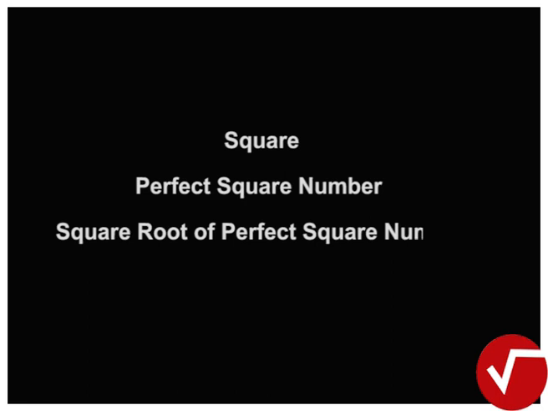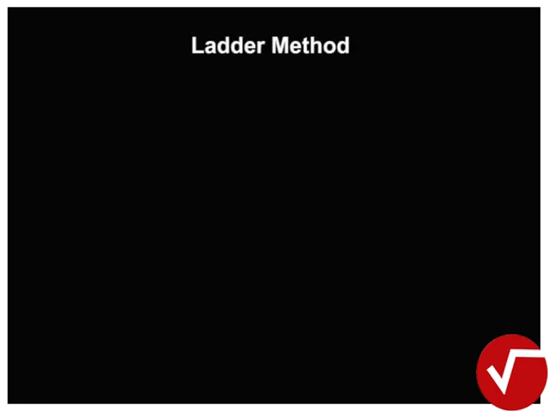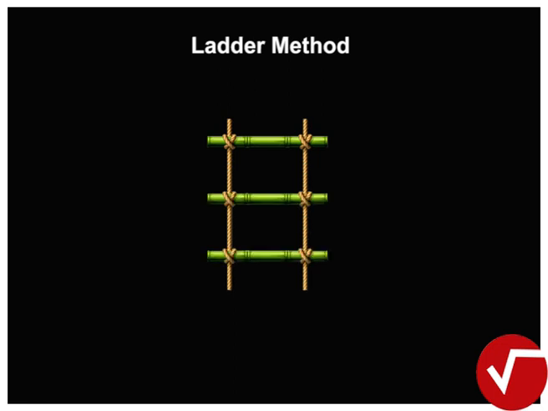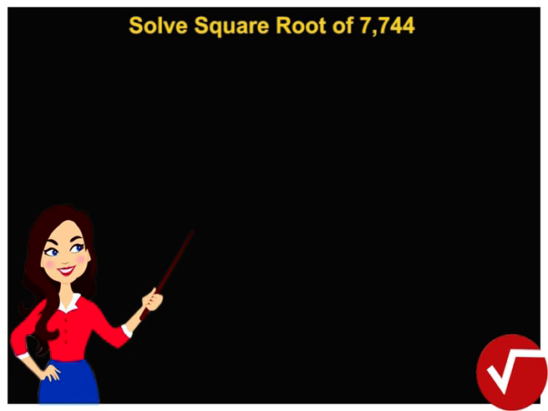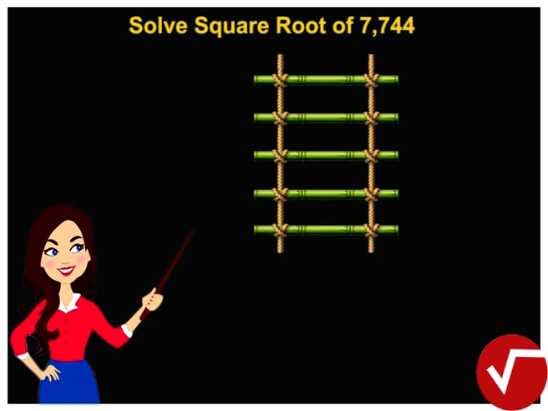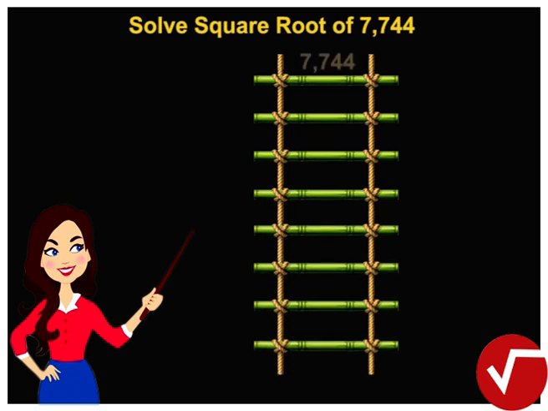After understanding about square, perfect square number, and square root of perfect square number, let's learn a method which is called the ladder method to understand how we would find the square root of perfect square numbers. Let's take up an example to solve the square root of 7744. Let us start with drawing the steps of the ladder, writing the given number at the top.